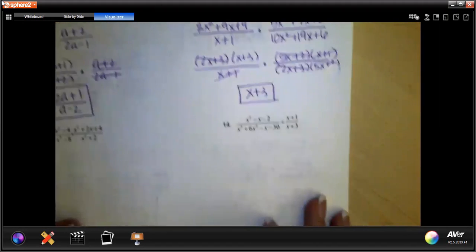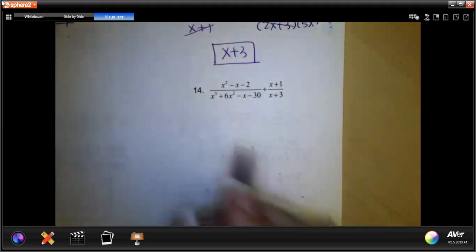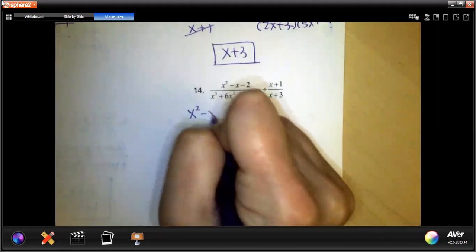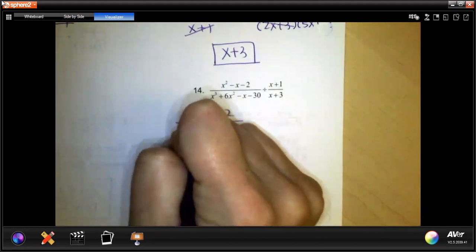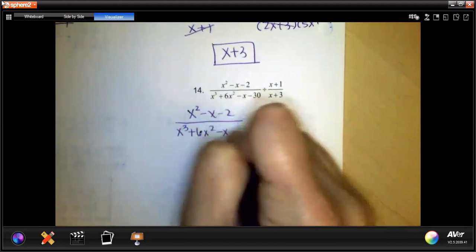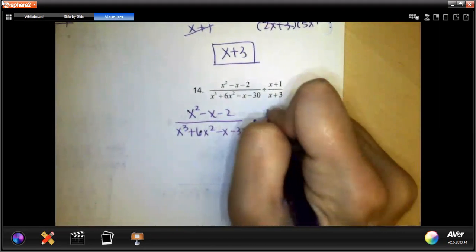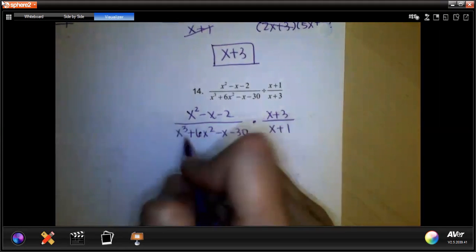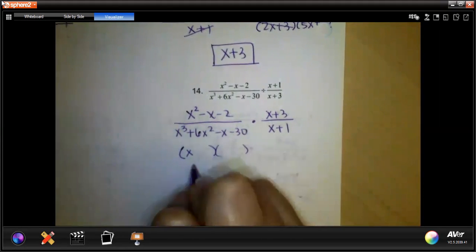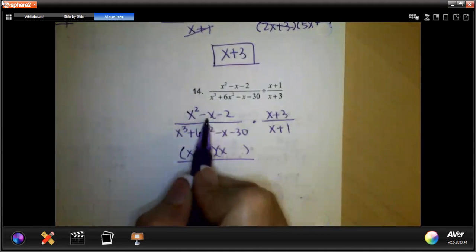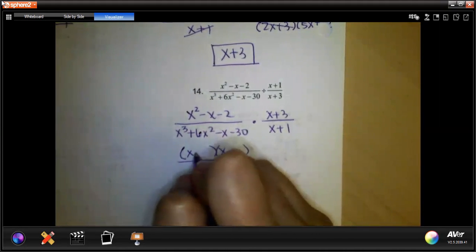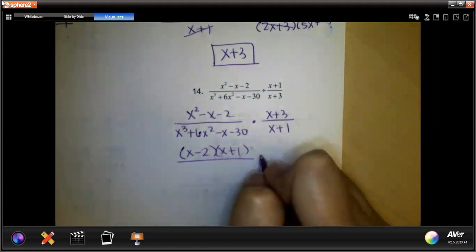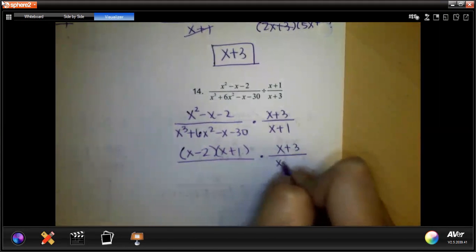All right, I'm going to move over to number 14. This was probably the most challenging question you could get. This is a division one, so our first step would be to keep, change, flip. And so we start to factor on this one here. And the top part factors as a trinomial. We're looking for what multiplies to be -2 and adds to be -1x. And so that would be -2 and a +1. The second one doesn't factor. They're already down to as simplified as possible.